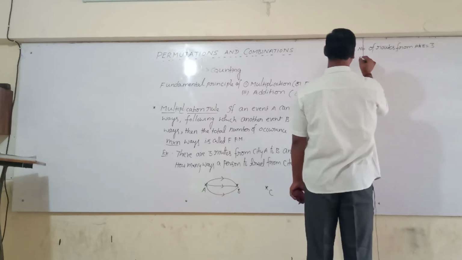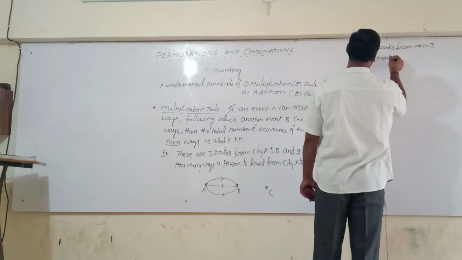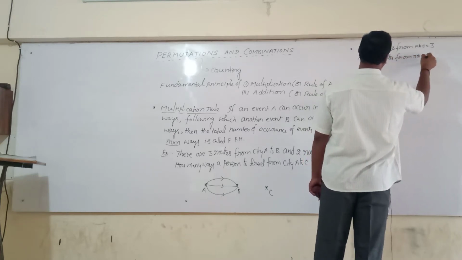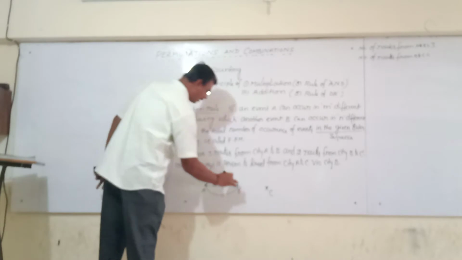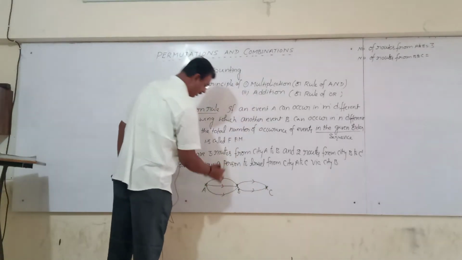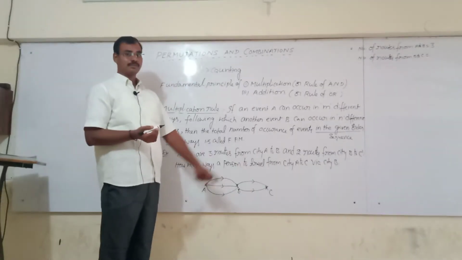Next, number of routes from B to C, how many are given? Number of routes from B to C is equal to how many are there? 2 routes are there. Okay? But there is no direct route from A to C.